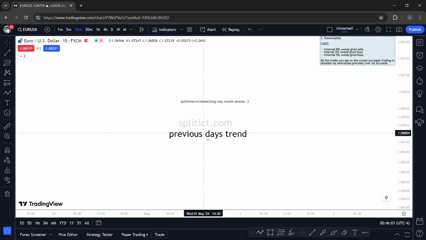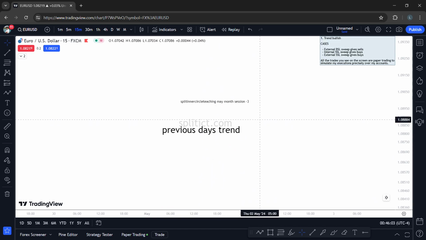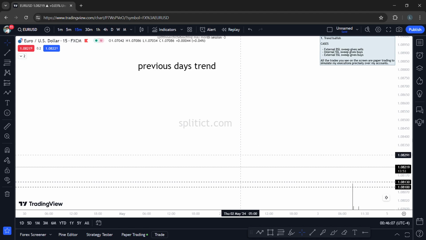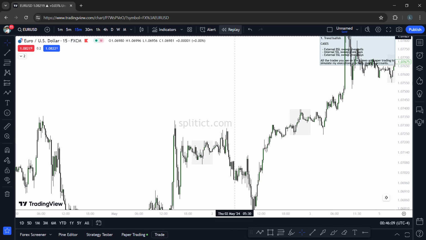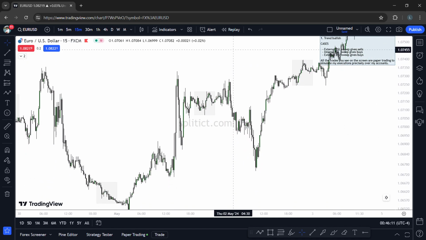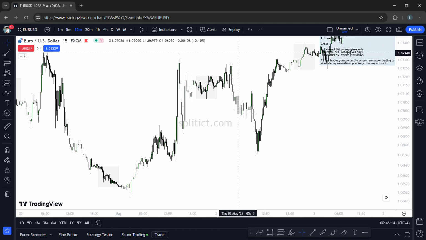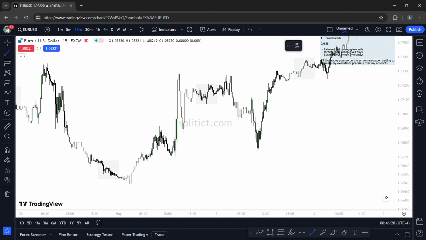Anyway, so today, this previous day's trend. Okay, let's go down directly to that. The previous day's trend obviously has the meaning: what was the price doing on the previous day? Let's take this day as an example.